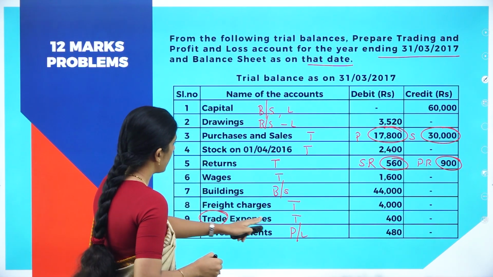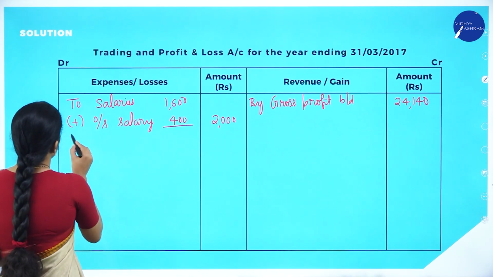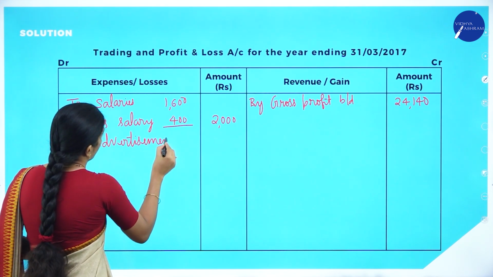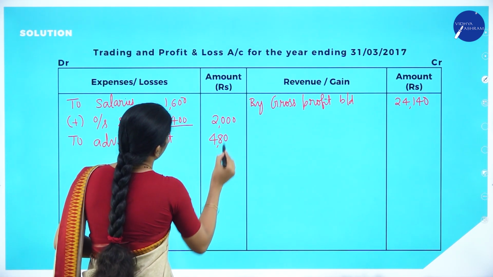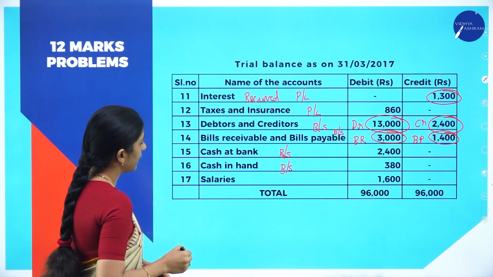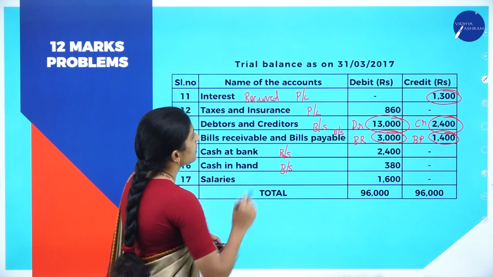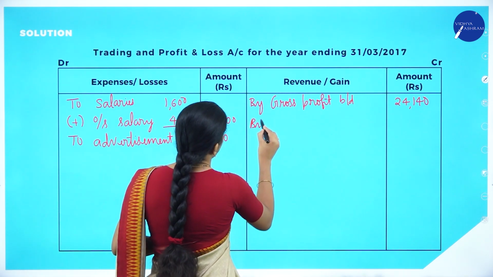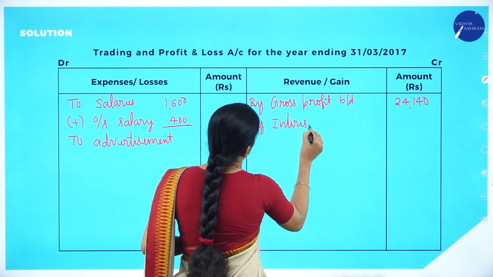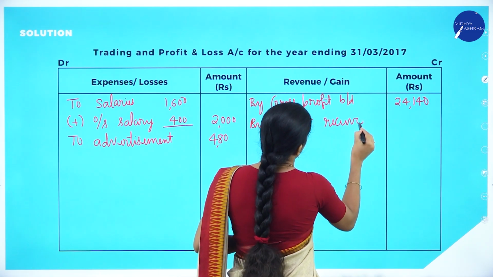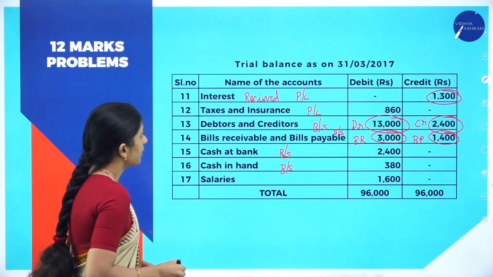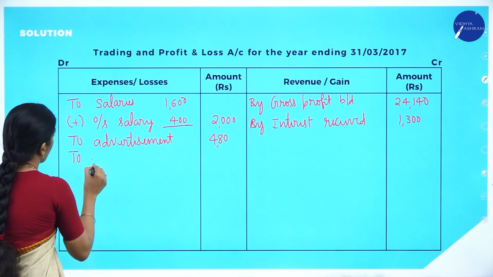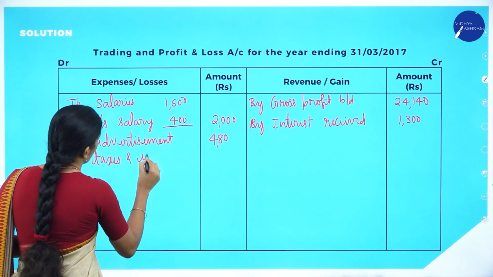Okay, so salaries is done. After salary we shall continue with advertisement 480. So to advertisement 480. After that we have interest received. It comes in the credit side, 1,300. So by interest received 1,300. Next after that we have taxes and insurance 860. It is in the debit side, to taxes and insurance.